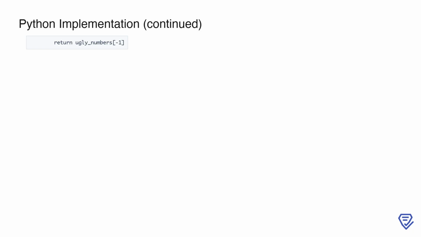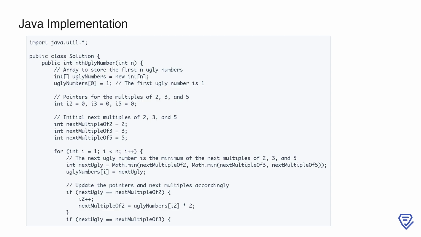By maintaining a sorted sequence of ugly numbers, we avoid recomputation and ensure the algorithm runs in O(n) time complexity. Here, we are implementing a solution to find the nth ugly number in Java. We begin by creating an array called uglyNumbers to store the first n ugly numbers, and we initialize the first element as 1 because the first ugly number is always 1 by definition.